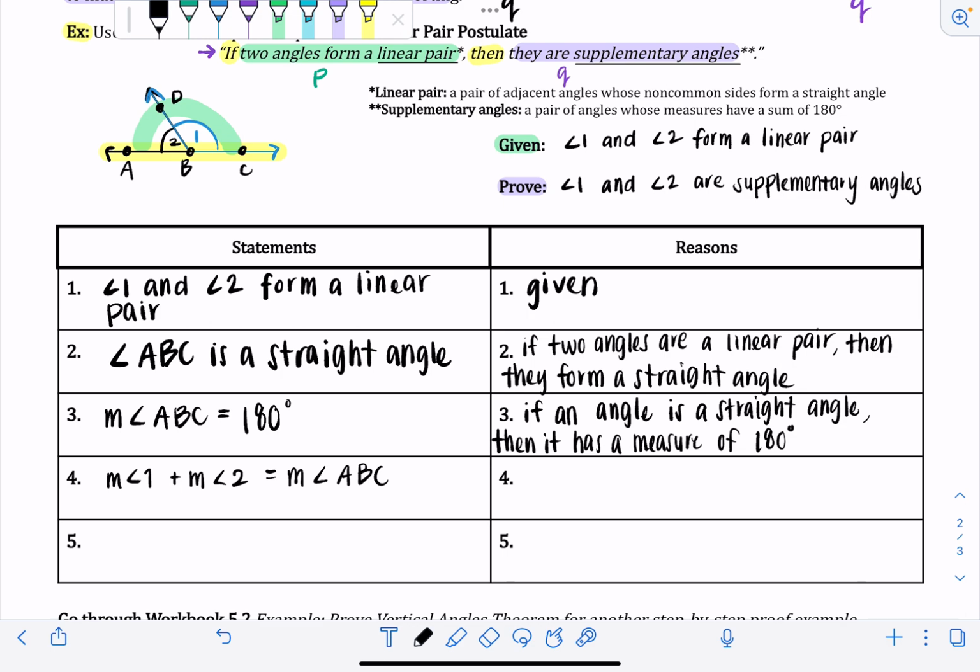And again, I don't expect you to have these memorized, but this is where it would come in handy to have a list of each postulate and rule and what it means. So the angle addition postulate is, if we take two smaller angles and add them together, if they're adjacent, we get the combination angle.